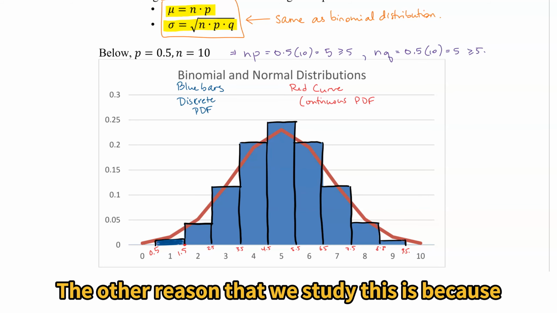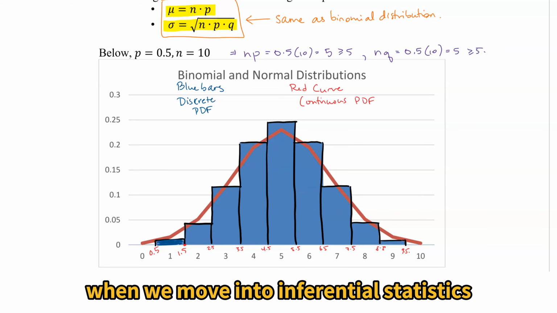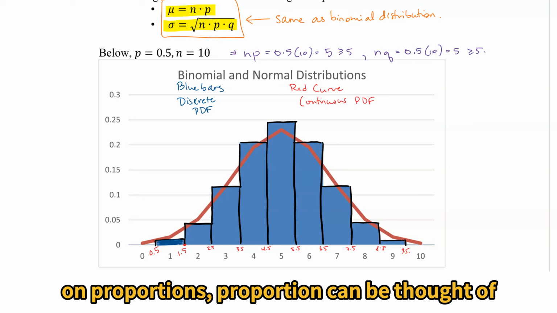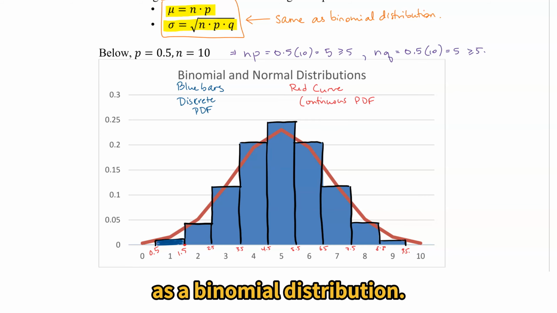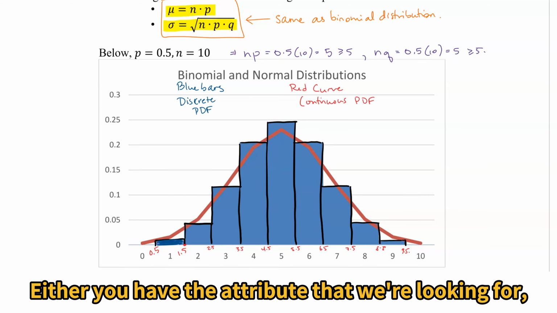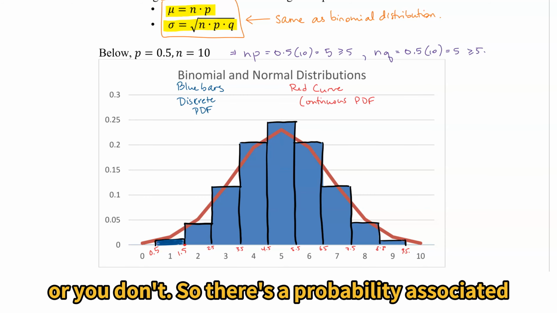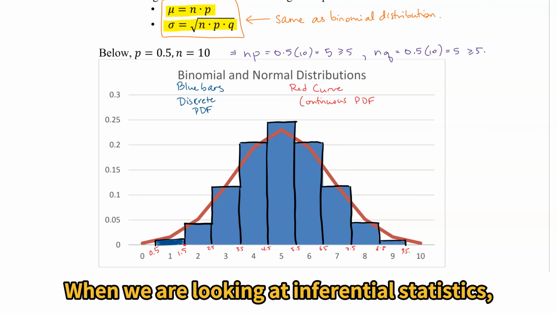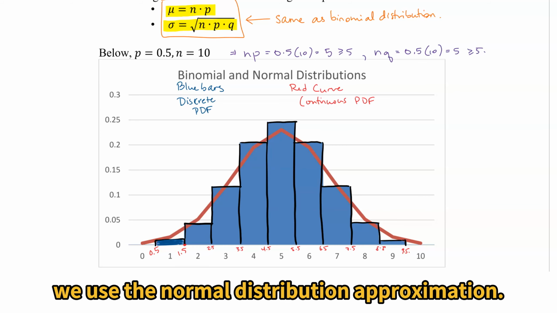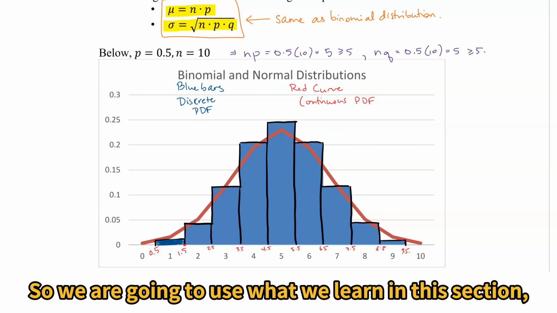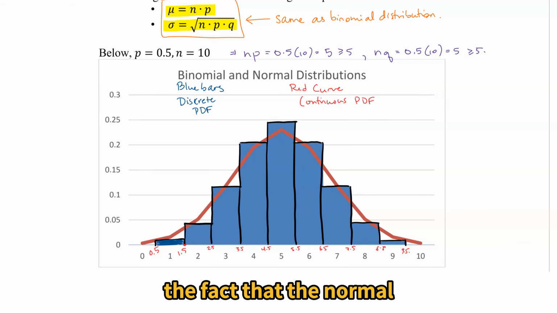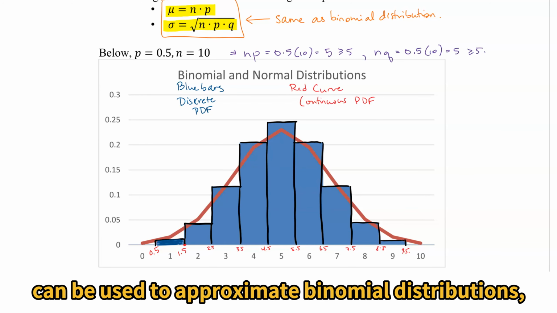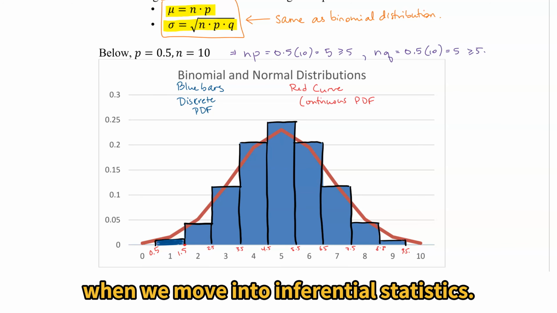The other reason that we study this is because when we move into inferential statistics on proportions, proportions can be thought of as a binomial distribution. Either you have the attribute that we're looking for or you don't. So there's a probability associated with that success. When we are looking at inferential statistics, we use the normal distribution approximation. So we are going to use what we learn in this section, the fact that the normal can be used to approximate binomial distributions, when we move into inferential statistics.